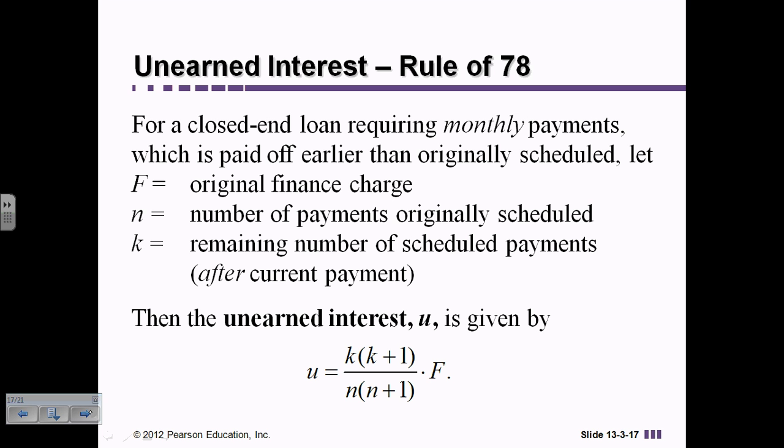Then the other method of calculating this is called the Rule of 78. The Rule of 78 is just a different formula to calculate a similar thing. It doesn't use the actual method. In this case, K is still the remaining number of payments that are scheduled, N is the original number of payments scheduled, and F is the amount of finance charge originally planned. Basically you're figuring out what fraction of the payments you have not made, and then dividing that finance charge by an equal amount.